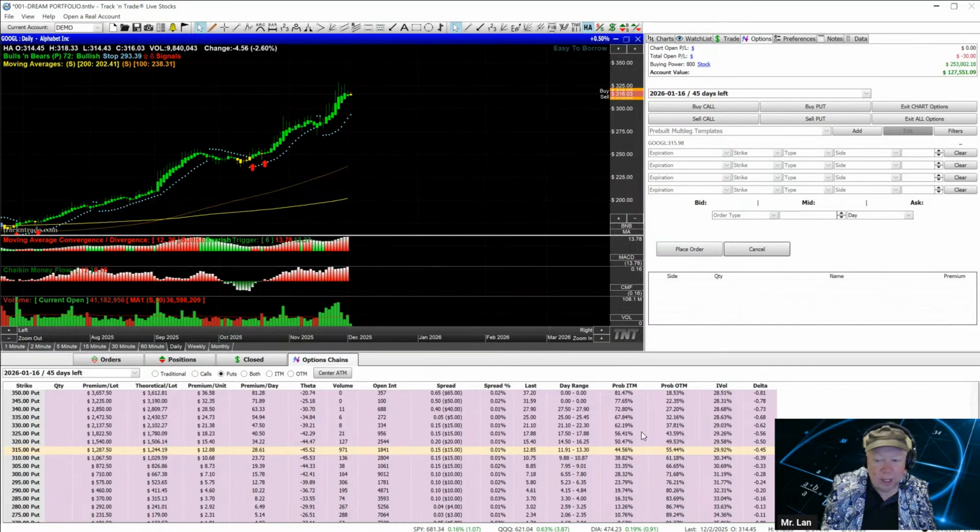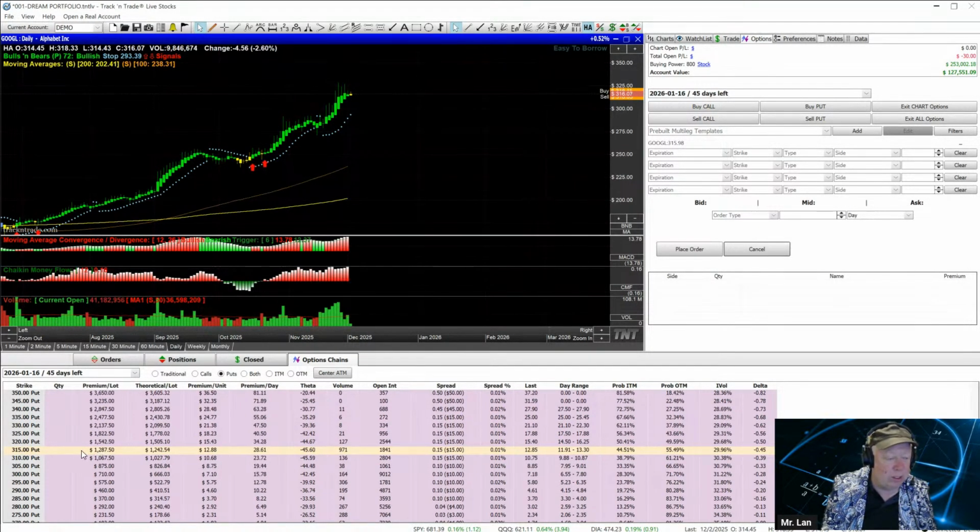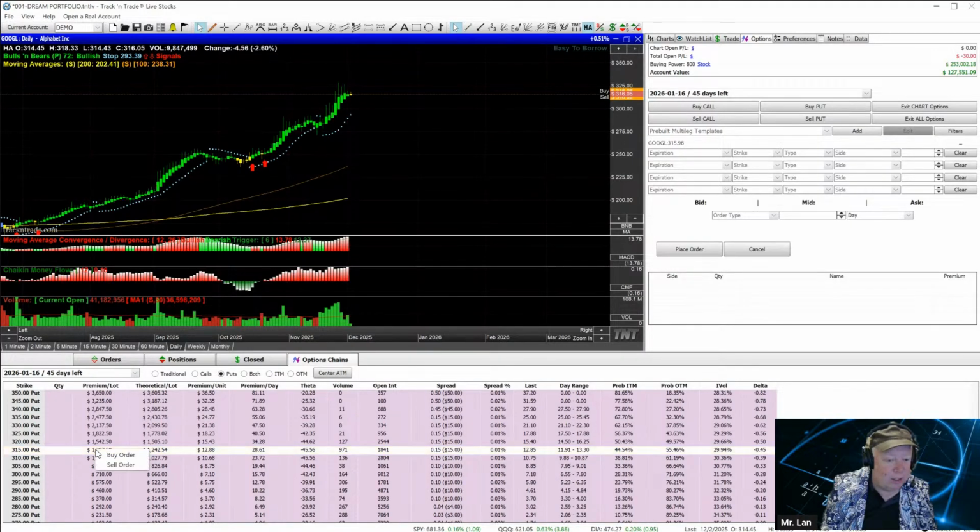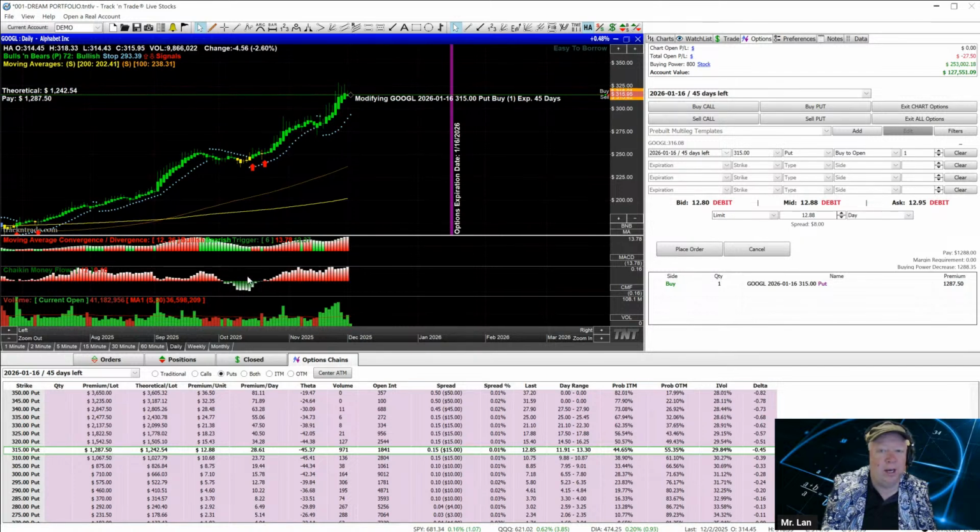You can come down here into this options table, and you can just right click the one you want. So we want that one that's highlighted in yellow. We're just going to right click it and say buy right there. So there's multiple ways to do it. And you'll notice that when you do that, it puts it up here on the screen. So now you have a little marker on the screen that shows you you're going to pay $1,287 for it. And you're modifying a Google 2026-0116. That's the expiration date. A $315 put, and you're going to buy one with an expiration date of 45 days. Pretty simple stuff. It's just right there.